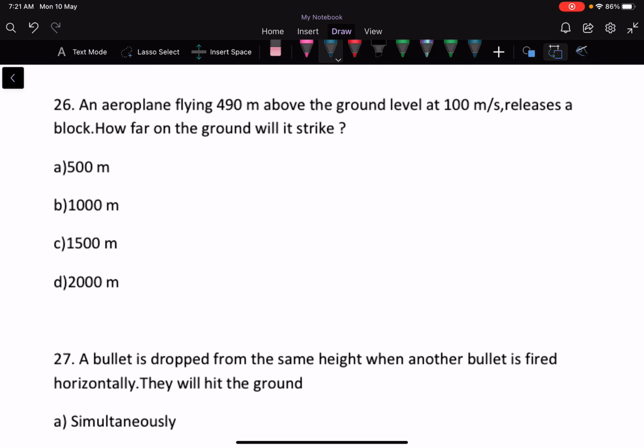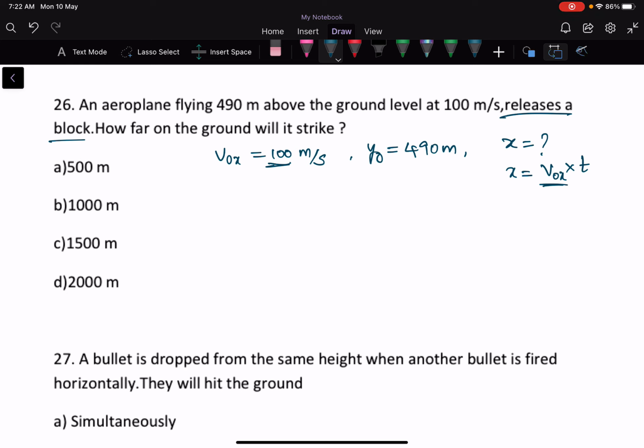Now, an aeroplane is flying 490 meters above the ground level at 100 meters per second, so v0x is equal to 100 meters per second, and initial height y0 is equal to 490 meters, and it releases a block. How far on the ground will it strike? So we need to find out the x component here. To find the x component, we know x is equal to v0x into time. We know the v0x value is given as 100 meters per second, but we don't know the time. So we need to find out the time value here.